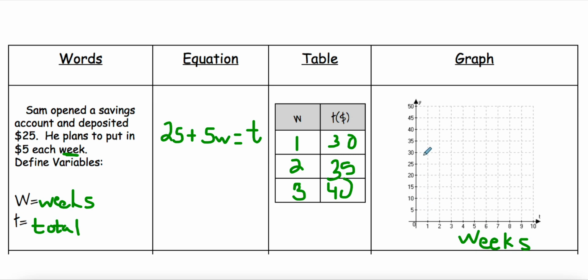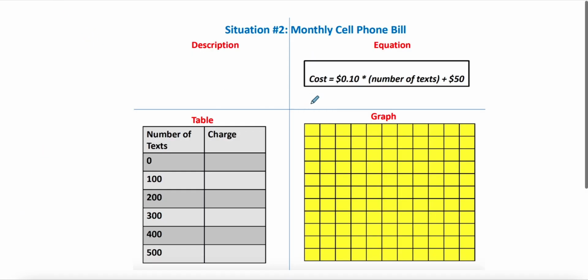And then I can graph. 1 is 30, 2 is 35, and 3 is 40. And I draw my line. I did forget to make my total over here. All right, stop the video now and try the worksheet. Come back in a little bit to try the next ones that look like this.